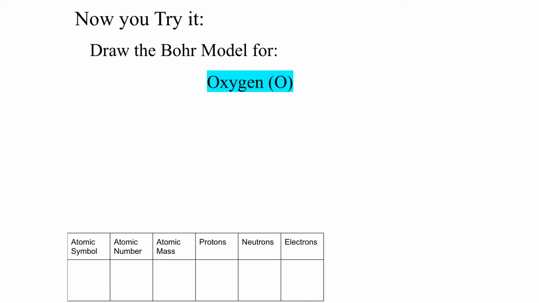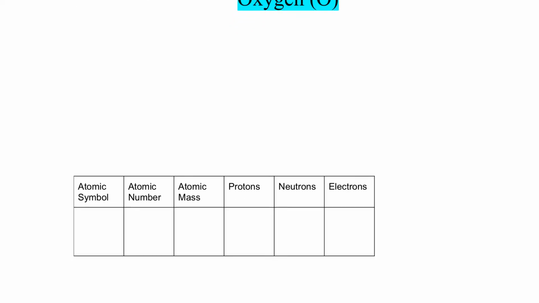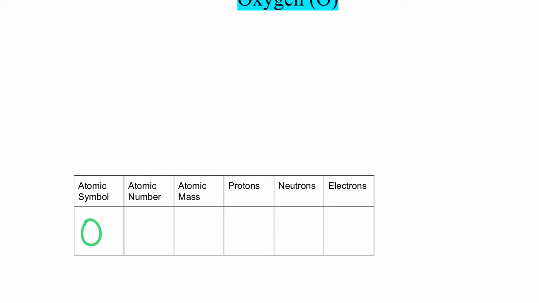So now you try it. Draw the Bohr model for oxygen. The atomic symbol for oxygen is O. Its atomic number is 8. Its atomic mass is 15.99. Number of protons is 8. Number of neutrons is 8. And the number of electrons is 8.